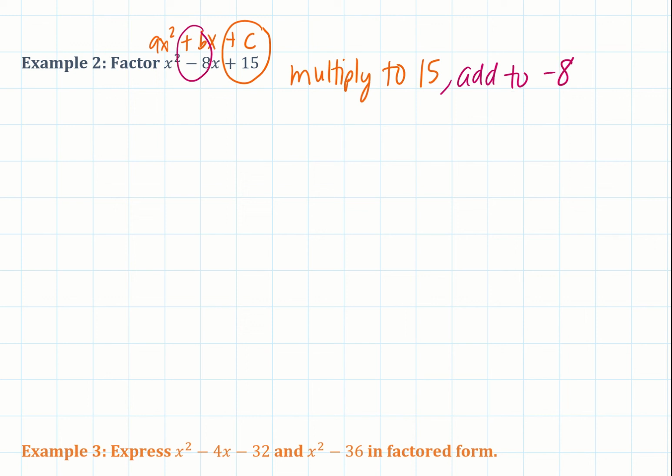And I'm thinking, what numbers multiply to 15? Well, 1 and 15, but they don't add up to 8. That won't work. 3 and 5, well, they'll add up to negative 8 if they're both negative. So I can use negative 3 and negative 5.